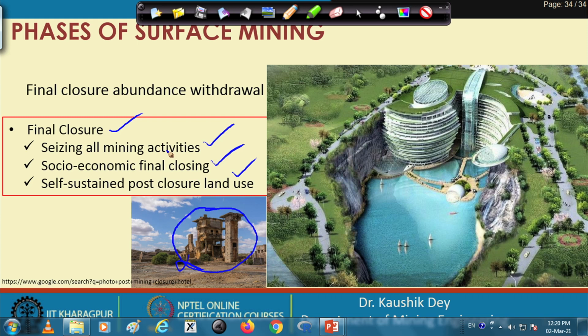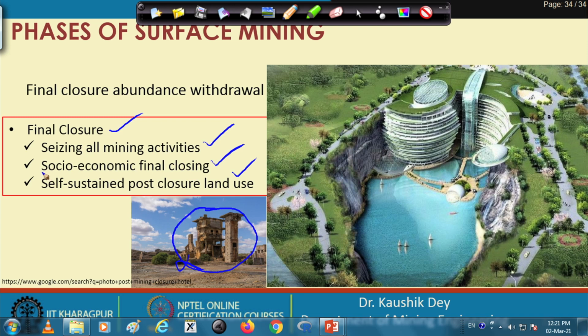So, that is the ceasing of all mining activities and the withdrawing of all mining-related equipment and structures. It is not that if you have a housing colony, you have to demolish it. If the housing colony is in good condition, it can be handed over to the local administration for future use; that can be an option. But dangerous structures have to be demolished and withdrawn.